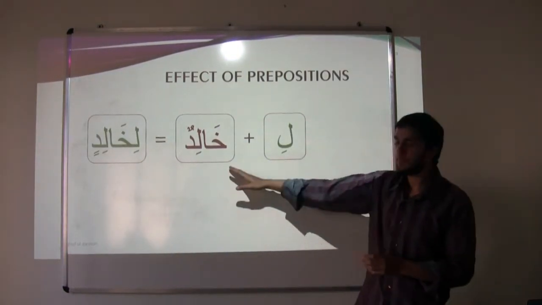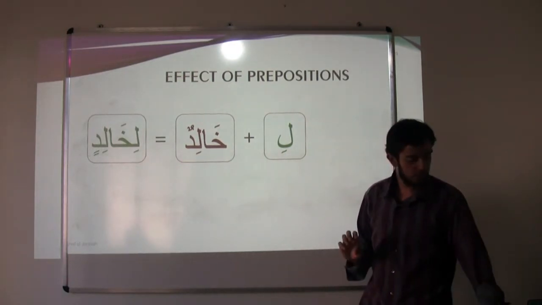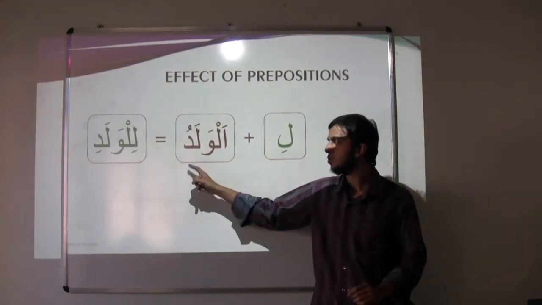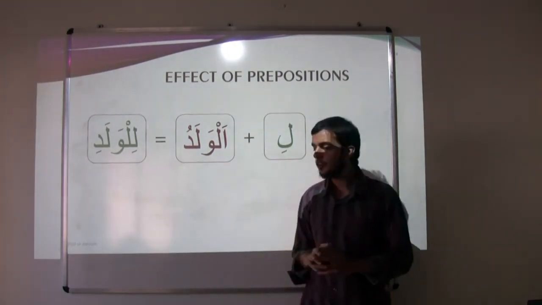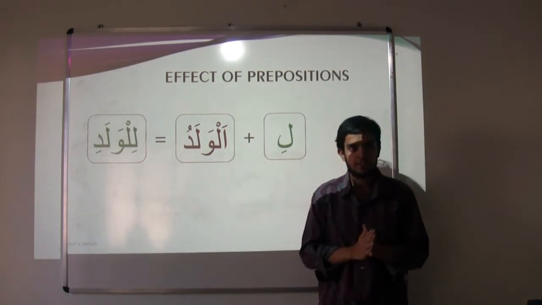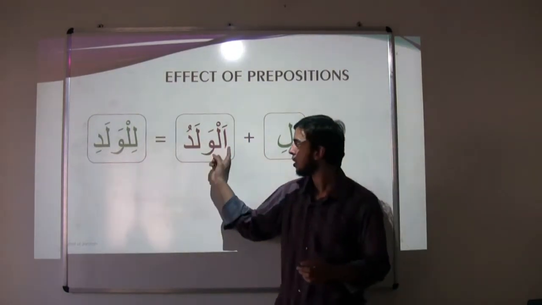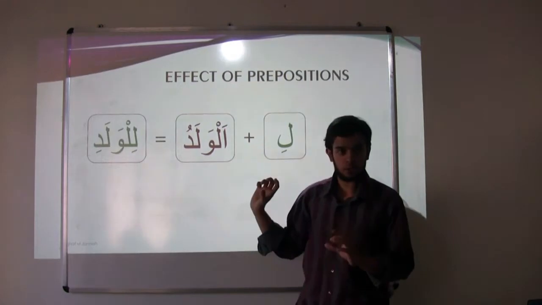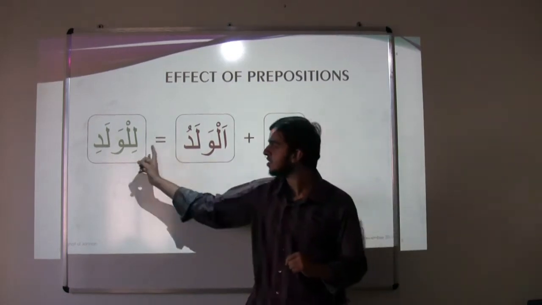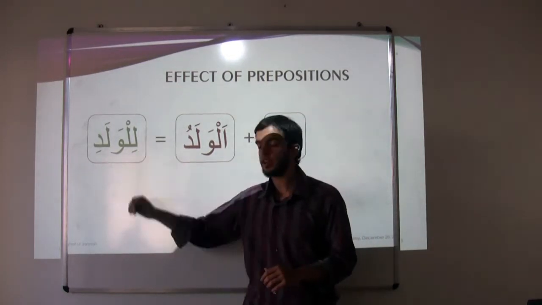Now this is the example for proper nouns, or names. Now let's go to common nouns. Li plus al waladu becomes lil waladi. Do you notice something strange here? Let's see if you can figure it out. Yes, the alif is missing. Exactly. So what happens is, when lam is attached to a common noun having al, the alif gets dropped, and lam is attached directly to the lam of that particular noun.